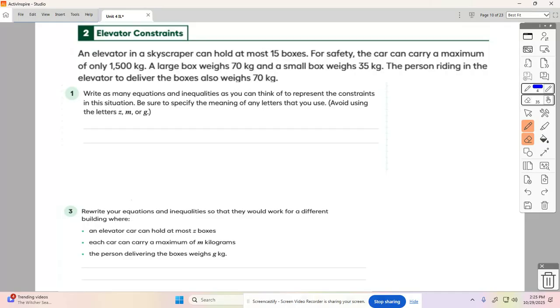All right, an elevator in a skyscraper can hold at most 15 boxes. That's our first constraint. For safety, the car can carry a maximum of only 1,500 kilograms. A large box weighs 70 kilograms, a small box weighs 35, and the person riding in the elevator delivering those boxes weighs 70 kilograms.